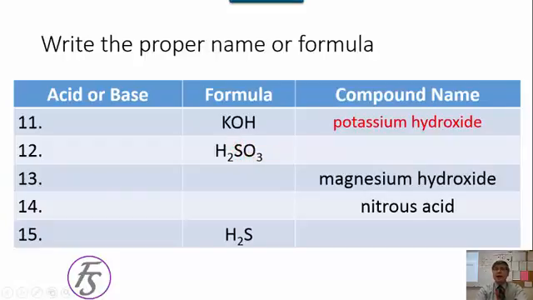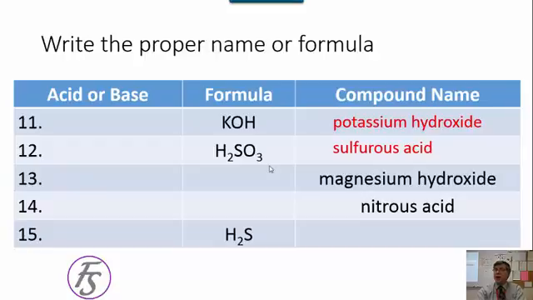And anything that ends in ITE, remember, ATE becomes IC, ITE becomes OUS. So this would be sulfus, I guess. Remember, sulfur and phosphorus are a little bit of exceptions. We add the extra syllable. So sulfus becomes sulfurous, and we get sulfurous acid.